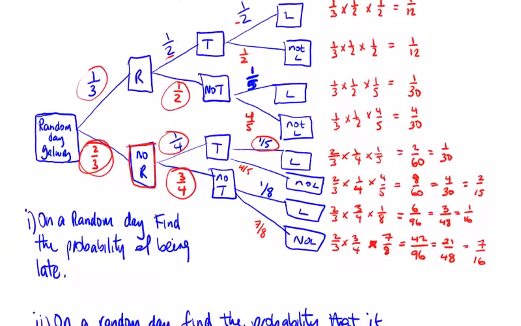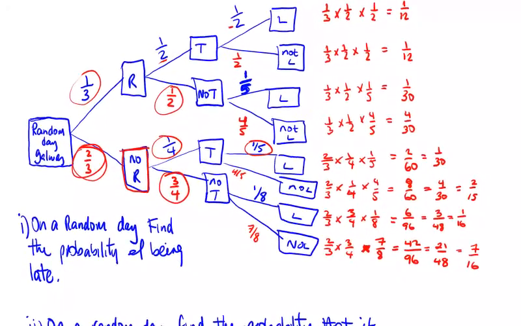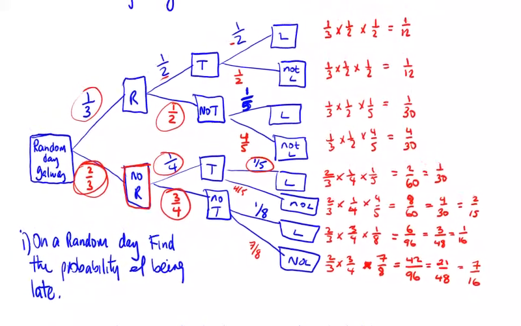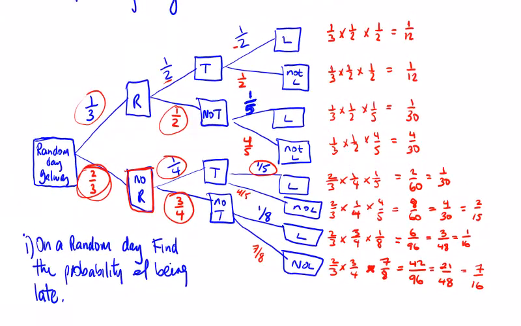Okay, so we were asked, on a random day in Galway, to fill in the tree diagram, and then on a random day in Galway, the probability of being late. What do we have? We have 4 of them, 1, 2, 3, 4, that we need to add together. We've got a 1 over 12. We have a 1 over 30. We have a 1 over 30 again, just double check. Yeah, 1 over 30 again. And the last one is a 1 over 16.